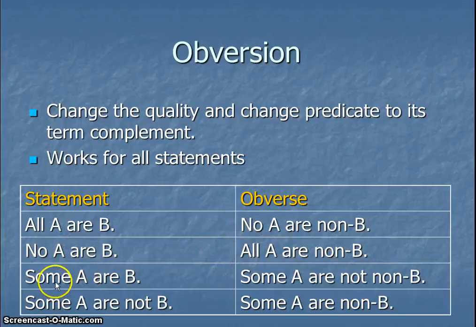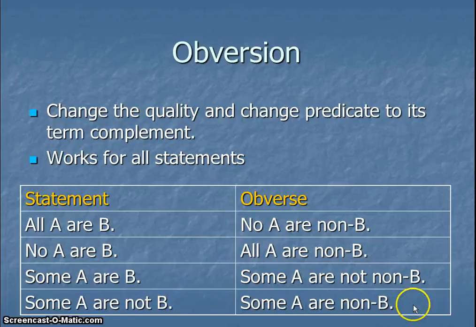Here's where it can be a bit tricky. Once again, we're just going horizontal across the square of opposition. So when we look at this, some A are B, we have to realize to change the quality, right? Change the quality. This "are" is going to become an "are not". I'm going to turn this statement here into an O statement. So some A are not, and then I change and give the predicate its term complement. So when I change quality and that, some A are B becomes some A are not non-B.